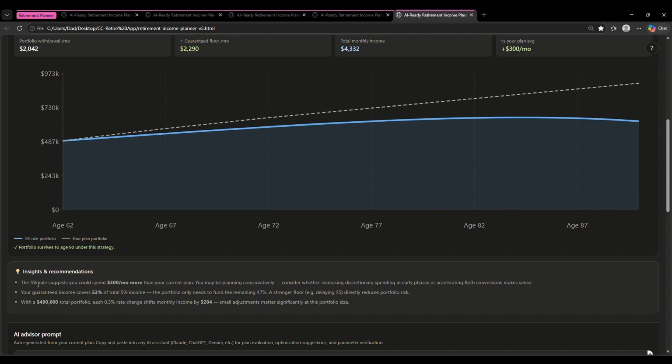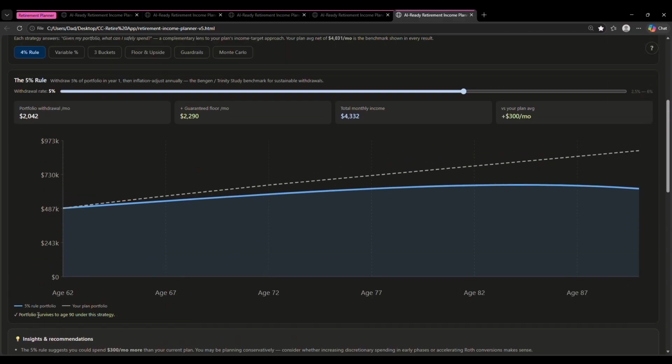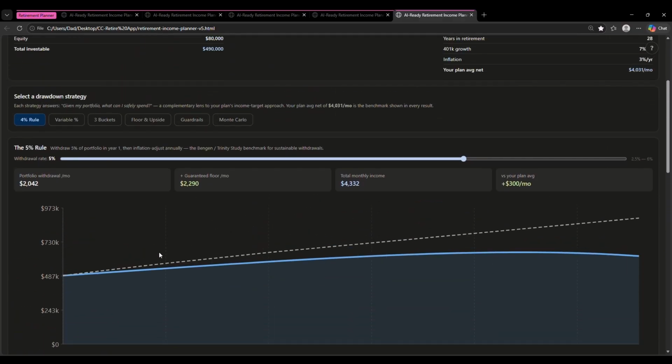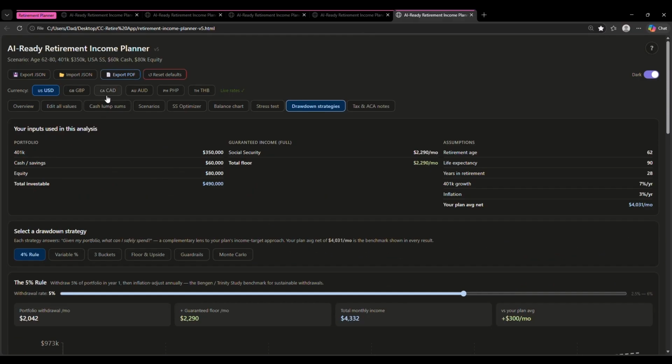It says the 5% rule suggests you could spend $300 more than your current plan. You may be planning conservatively. Consider whether increasing discretionary spending in early phases or accelerating Roth conversions makes sense. And again, we've got the further analysis there, but I'm thinking that we probably would be good to go back to retiring at 62.